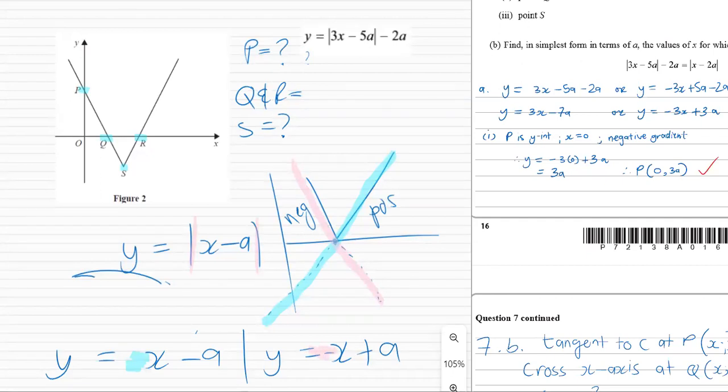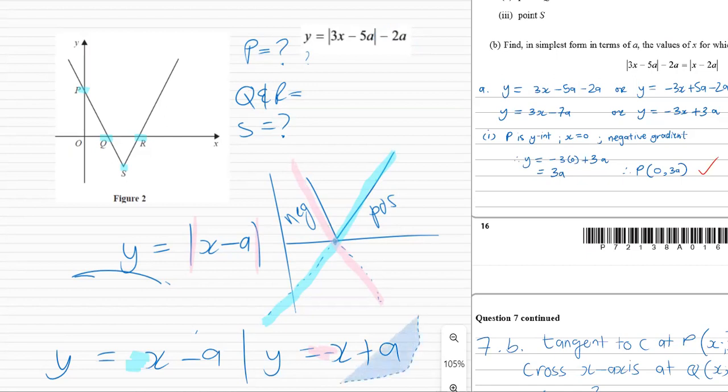So your modulus graph gives you two lines, and only the positive part is included. Having said that, this -2a has brought it down by 2 times some form of a. That's why the modulus graph we're working from can go under the x-axis, even though normally it wouldn't. It's been shifted down outside the modulus. So this is what we're working with.